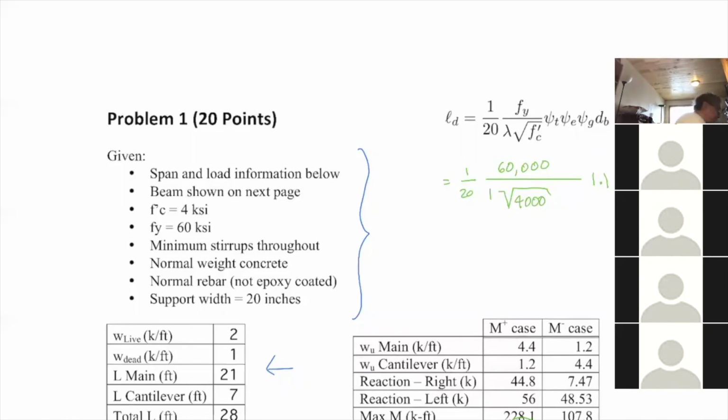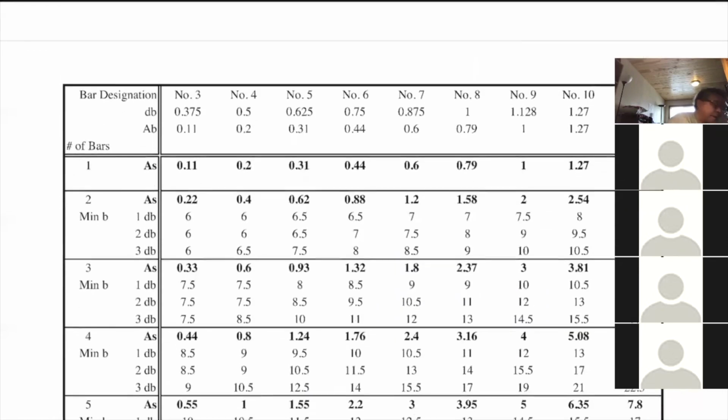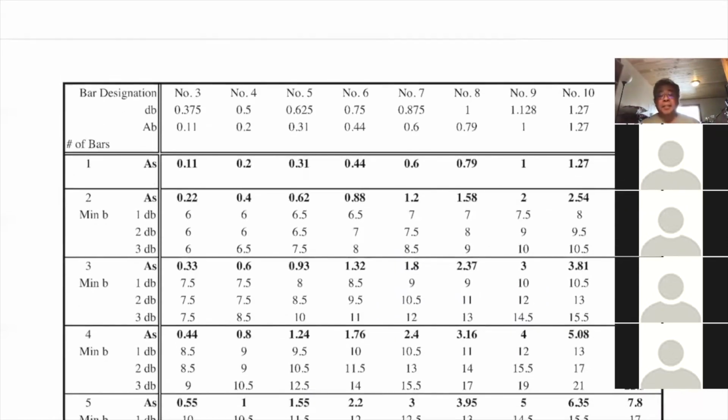You know what? I should show you this. I know I can swipe left, but I have several of your graded exams in the left column, so I don't want to do that. So on this table, there's the diameter of the number 9 bar, 1.128 inches. So this table is handy.